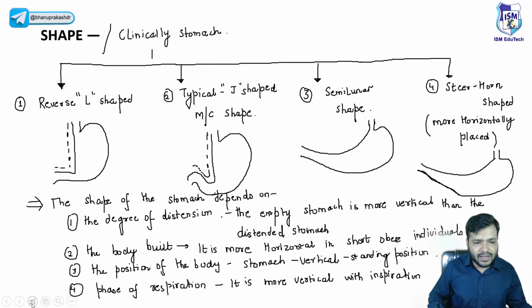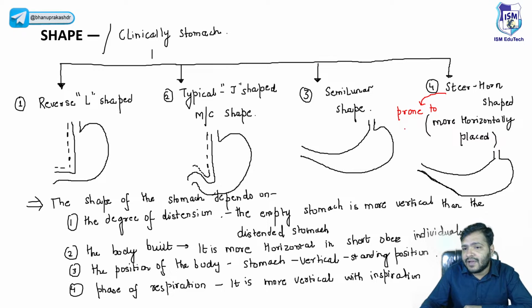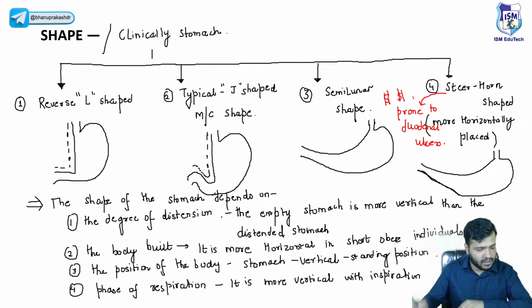And one important point that is relevant for the exam as well. You should remember the steer horn shaped stomach. I just forgot to write, already I have told you, these stomachs are more prone to duodenal ulcers. So this is one of the points that you can mention, that I'm highlighting with the dollar sign, right? So I hope this is clear.